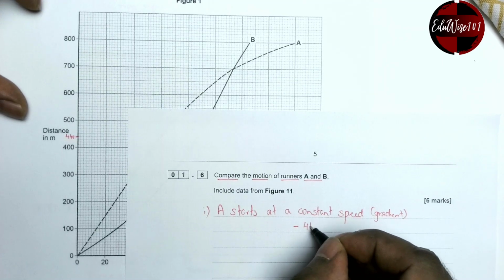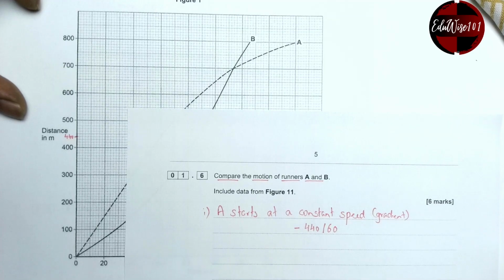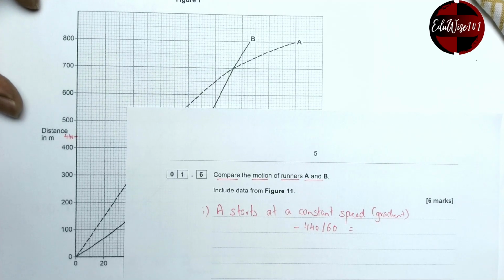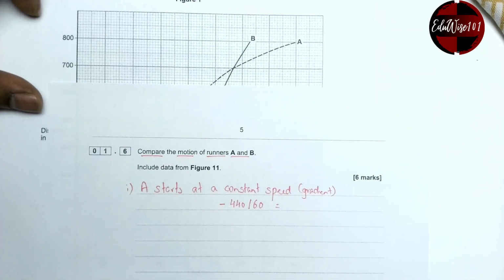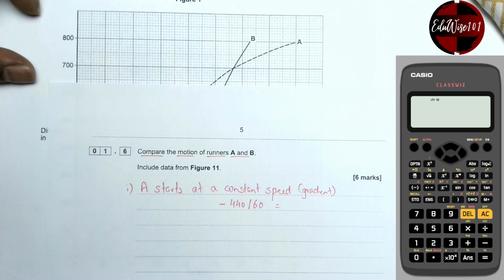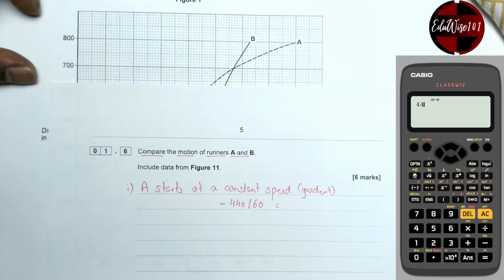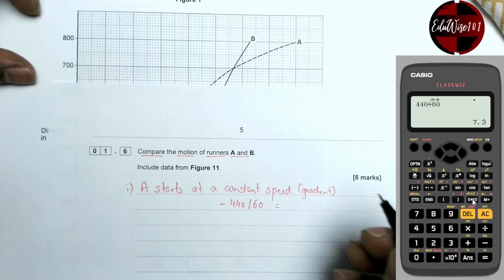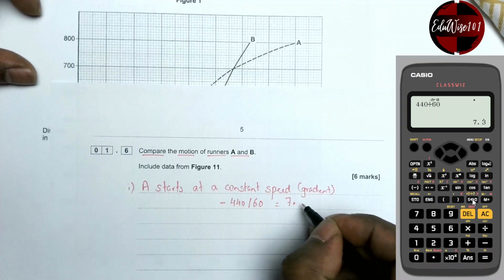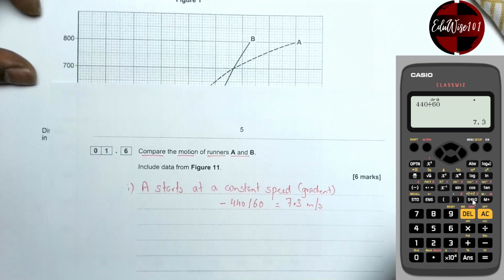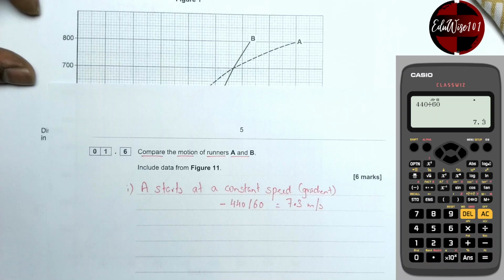So 440 divided by 60, it should give me an answer of, if I bring the calculator, 440 divided by 60 gives me 22 over 3. Change that to decimal, 7.3. 7.3 meters per second. Let's get rid of the calculator.